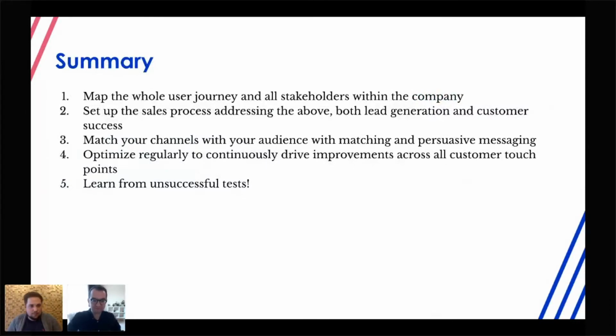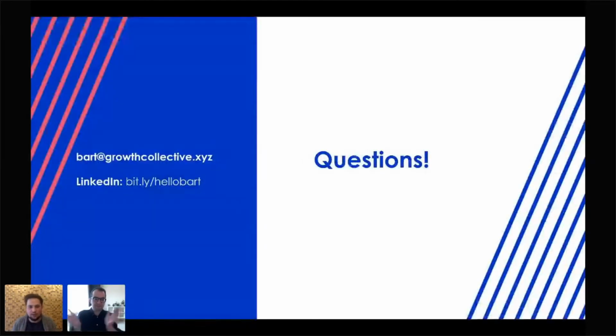So to sum up, what's the most important here is to map the whole user journey and all stakeholders within the company, set up the sales process addressing the above, both lead generation and customer success, match your channel with your audience and use persuasive messaging, optimize regularly to continuously drive improvements across all customer touchpoints, and learn from unsuccessful tests. And optimize what's working. Okay.